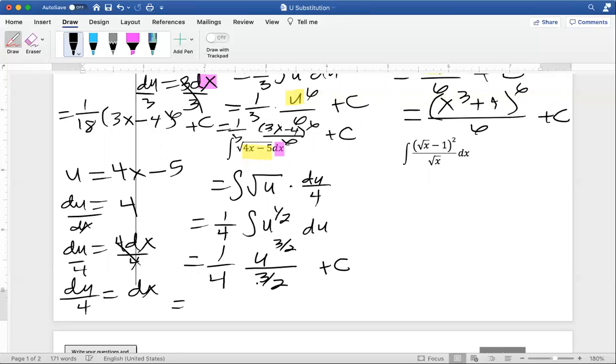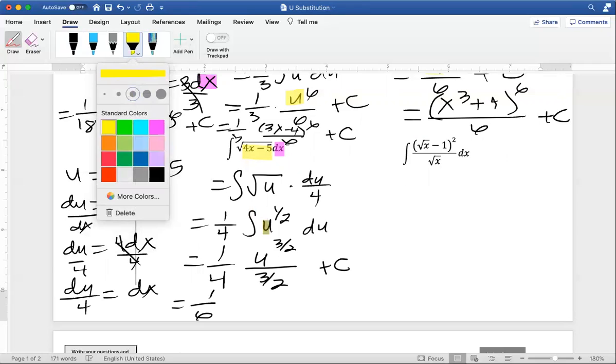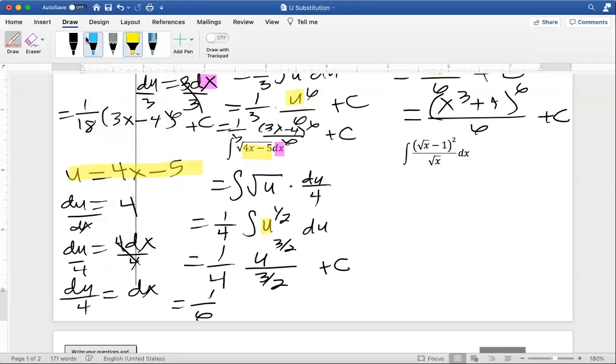So we can do this in our calculator, 1/4. You can flip this over, multiply by 2/3. So this is going to be 1/6. You can figure out that fraction in your calculator. Again, I started with x's, so I want x's in my answer. So I need to replace this u with that substitution I made. So this is 4x minus 5 to the 3/2 plus c.